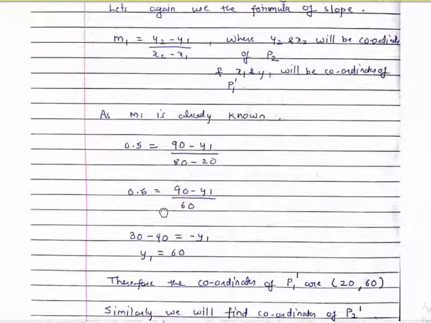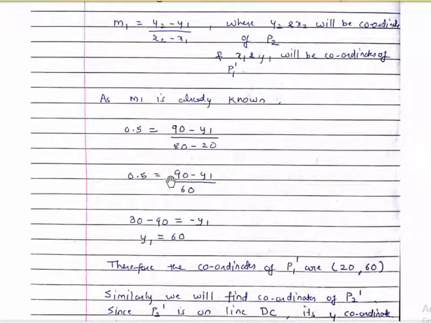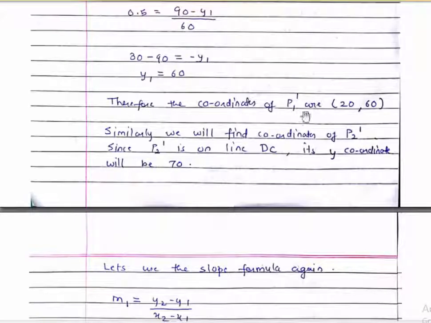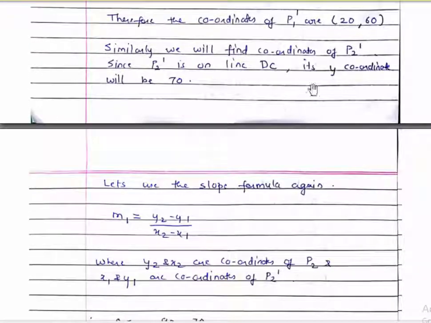Now when we calculate, we get (90 minus y1) upon 60 is equal to 0.5. Y1 we get as 60. Therefore, the coordinates of P1 dash are 20, 60. This is how we find out the coordinates of P1 dash. Now similarly, we'll find out the coordinates of P2 dash.